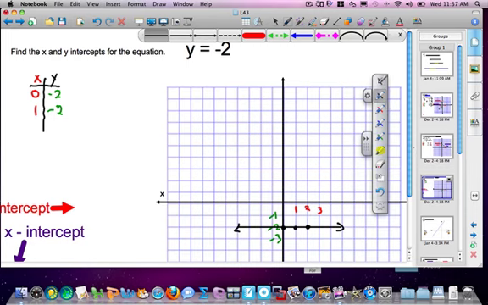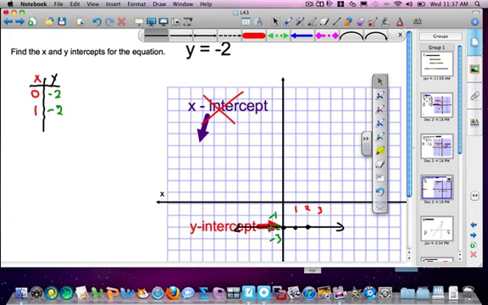Now the question is, what is the x-intercept of this equation? Well, the line doesn't cross the x-axis at any point. So in this situation, there is not an x-intercept. There is, however, a y-intercept. And that location is right here. The coordinates of the y-intercept would be at 0, -2.